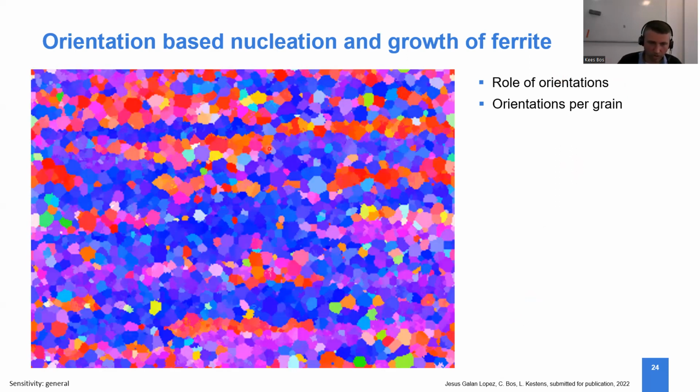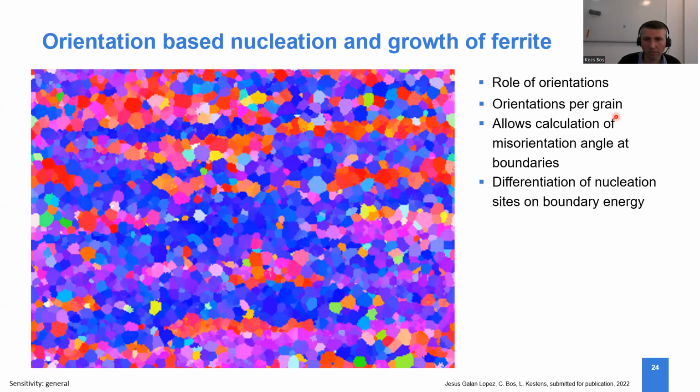Here you see just an example of grains colored again by IPF. It's not really from a phase transformation, as some of you might recognize. And we have two options. We can assign orientations per grain or per cell. In most situations, it's good enough to do it on a grain basis. And what does this gain you? First of all, it allows the calculation of the misorientation angle and boundaries. And that means that you can make a differentiation of nucleation sites based on boundary energy.